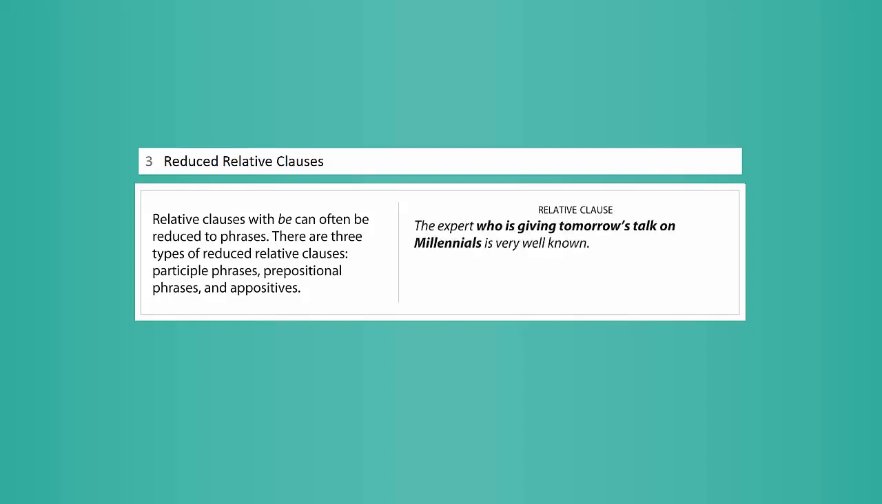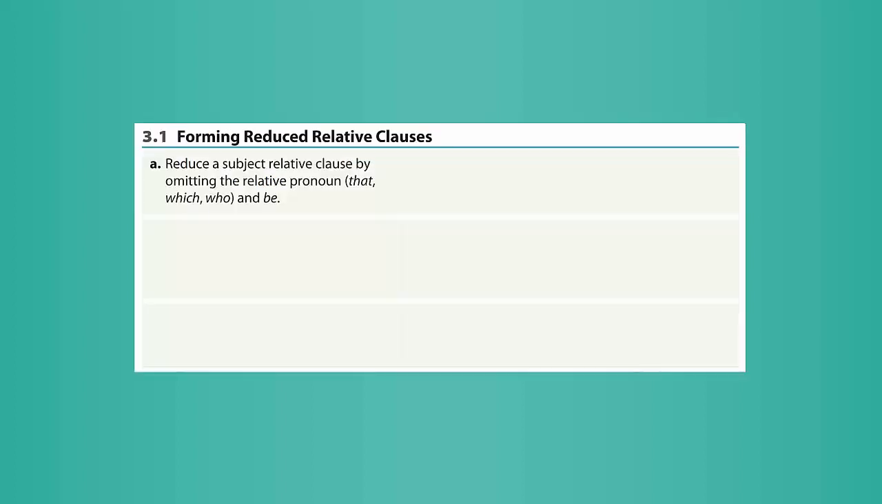For example, the expert who is giving tomorrow's talk on millennials is very well known, or we can say the expert giving tomorrow's talk on millennials is very well known. This part is quite important in relative clauses, so we need to spend a little bit of time to review how to form a reduced relative clause.